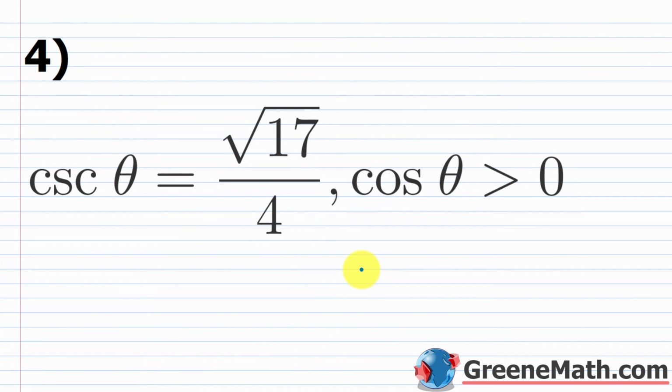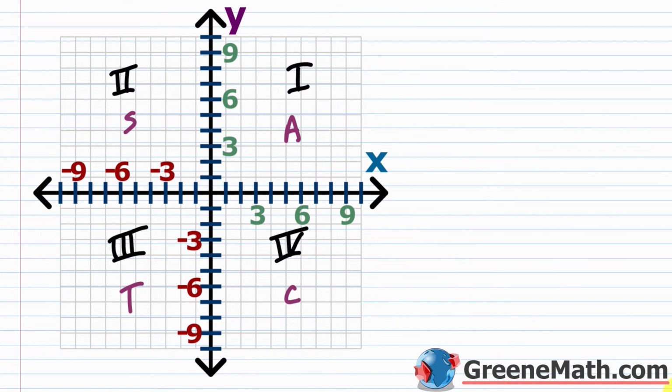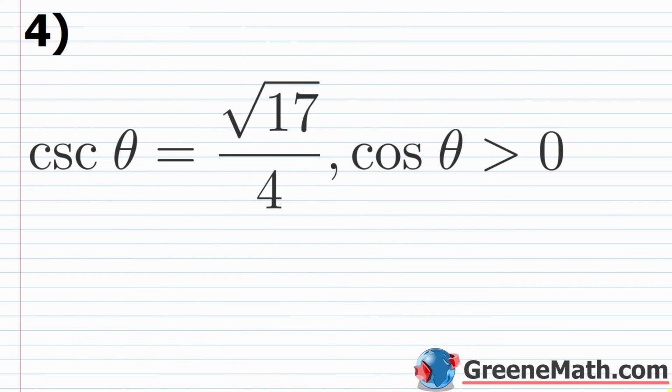All right, let's take a look at problem number 4. So we have the cosecant of theta is equal to the square root of 17 over 4, and the cosine of theta is greater than 0. So this is positive, and also this is positive. Going back, cosecant is positive in quadrants 1 and 2, right? Cosecant is the reciprocal of sine. Additionally, we're told that cosine is positive. Well, that's only going to be in quadrants 1 and 4. So that tells me I'm in quadrant 1. So let's put that theta is in quadrant 1.